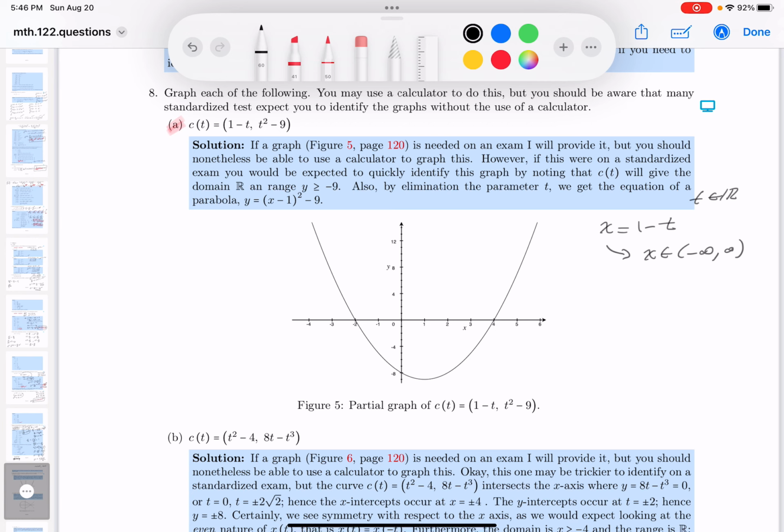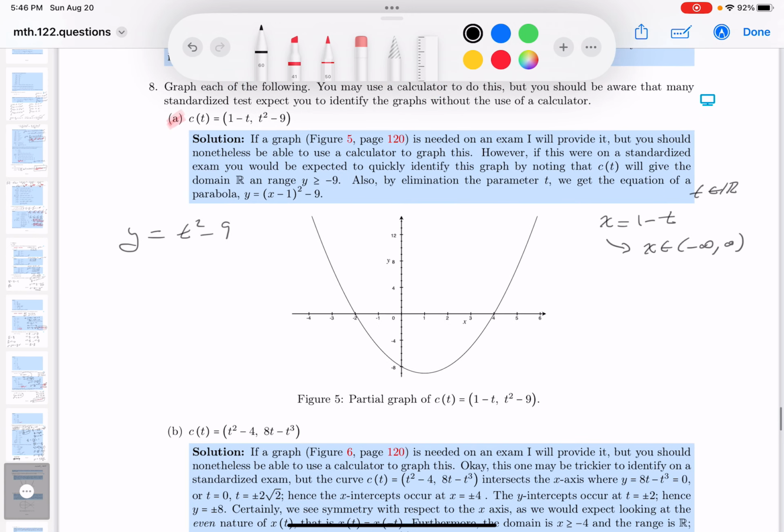All right, let's look at the y. What's the y going to be? t squared minus 9. We're looking at that. What do I know about y? Well, again, t is a real number, any real number, by the way. The y is going to be starting at minimally minus 9 and going off to infinity.